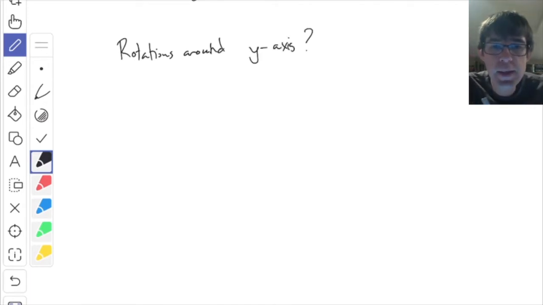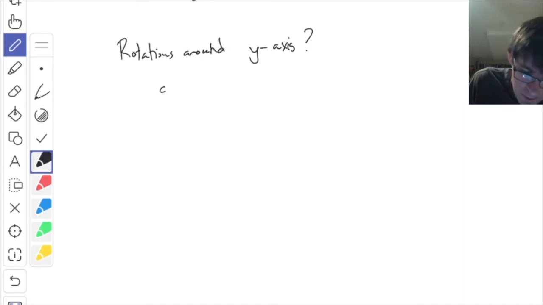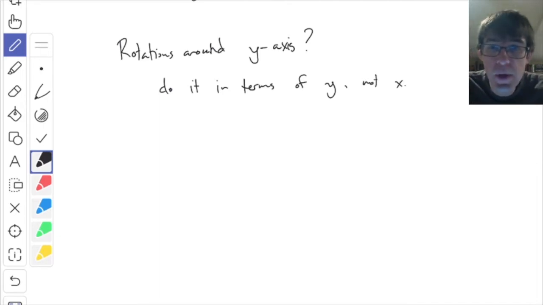Can I do a similar thing for shapes which are being rotated around the y-axis? The answer is yes. You basically just turn your head sideways. You do all the same stuff if it's rotated around the y-axis. You do it in terms of y, not x. So your integral that you set up, instead of some integral dx, is going to be some integral dy. And the function you write, instead of f of x, you have to solve it for x and get something like f of y. But all the details work out the same.